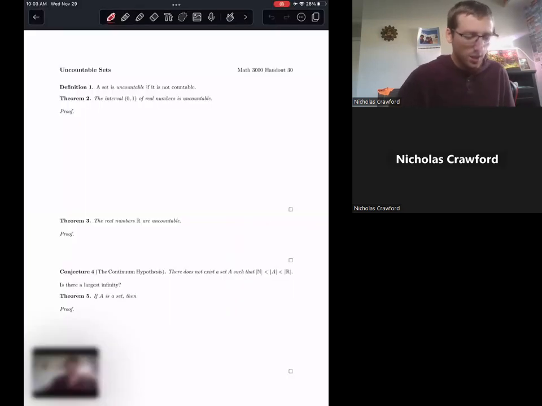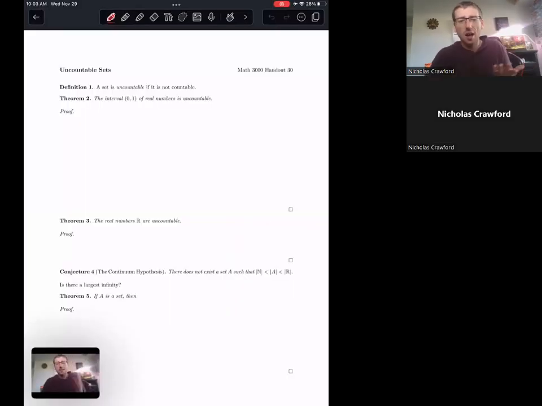So a set is uncountable if it's not countable. Okay, it's not super useful. So how do we prove something that really doesn't exist, right? Well, you can do a diagonalization argument, right? Or you can do other things by showing a set is infinite and then showing it doesn't have a bijection to the natural numbers. That would also work. So let's start with this one. So let's start with the interval 0 to 1 is uncountable.